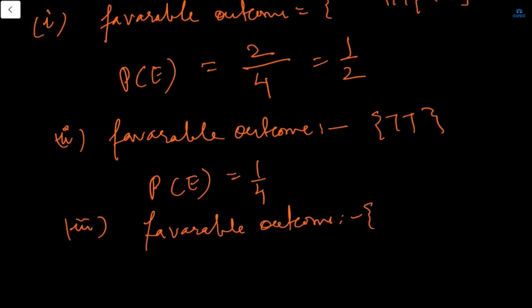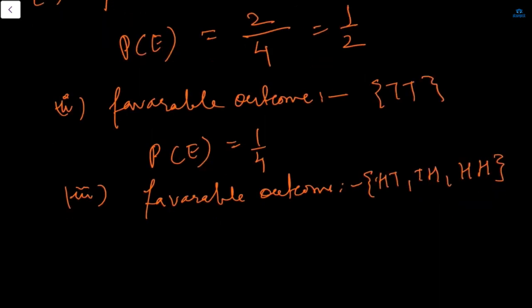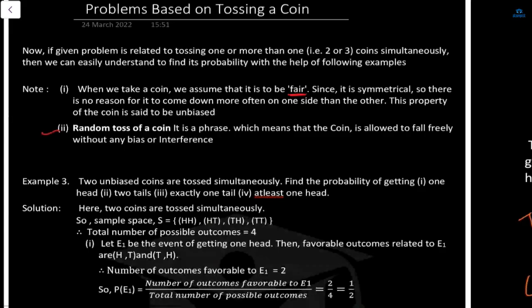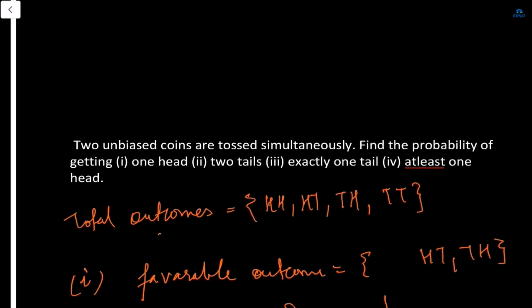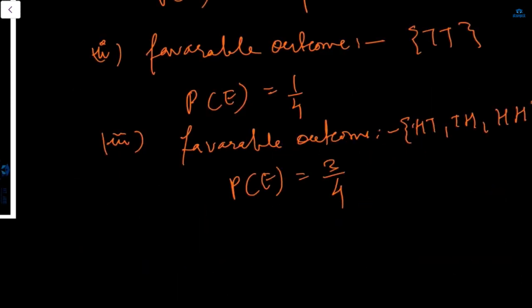Okay, so at least one head means HT, TH, and HH also will be there. So by 4, it will be 3/4. Understood? Yes, ma'am. At least one head. I have done the fourth one, at least one head.